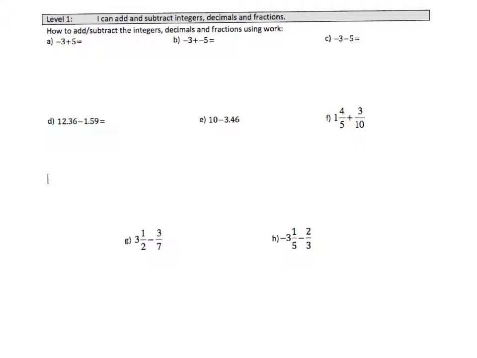So in A, it's adding and subtracting integers. So A, B, C have the same numbers, but the signs are a little bit different. So in A, it says -3 plus 5. So you can think about this in a couple different ways. So say I owed Mr. Wallach $3. So right now I'm down in the hole $3. We go out to lunch and he then owes me 5. So I not only have to give him 3, but he's going to give me back 5. How much money do I have now?